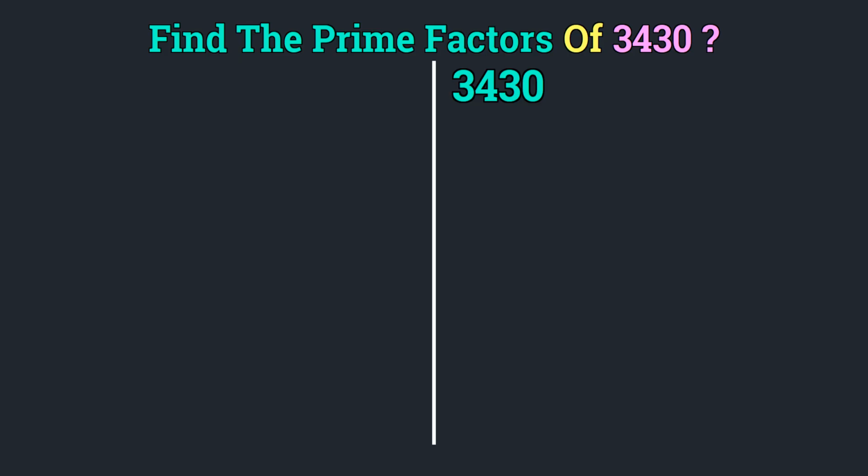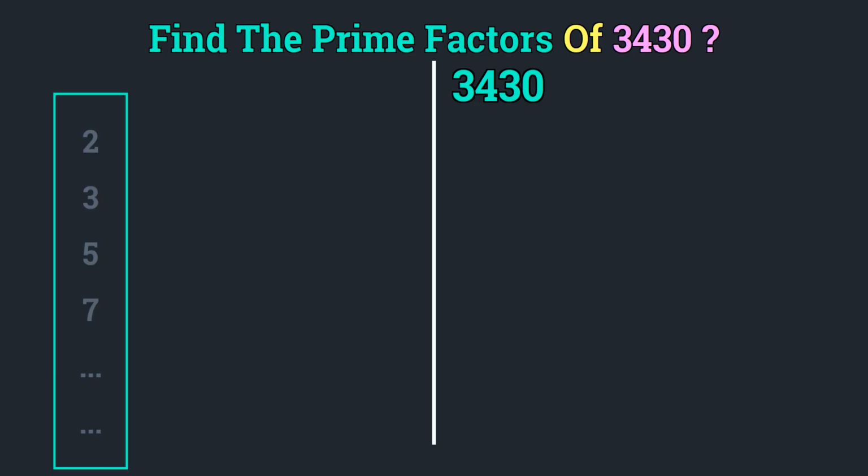Look at these prime numbers set on the left. Dividing 3430 by 2, which equals 1715. So 3430 divided by 2 equals 1715.